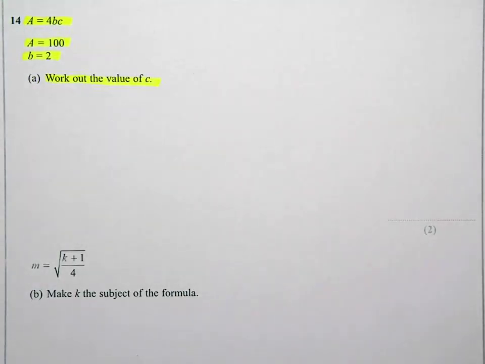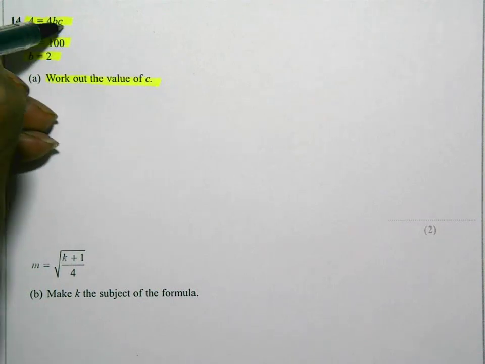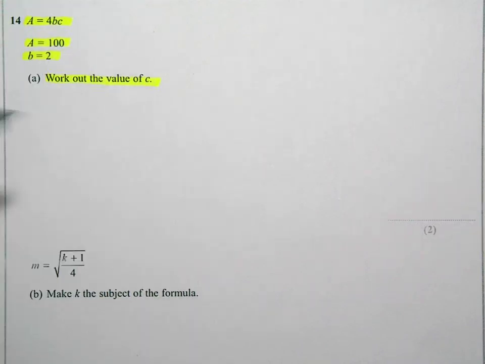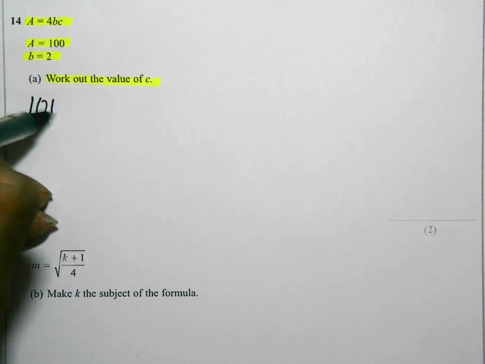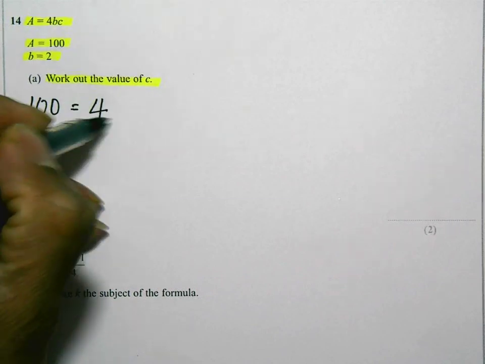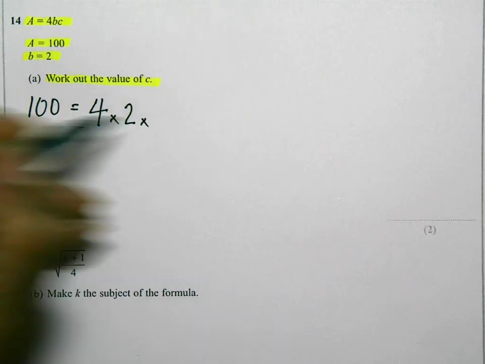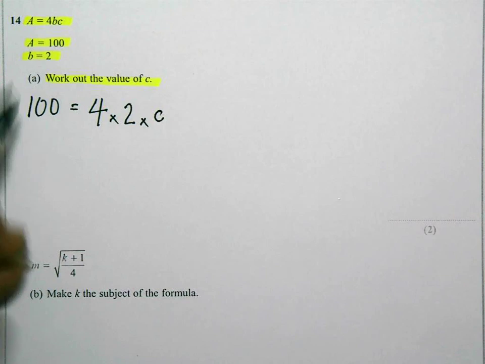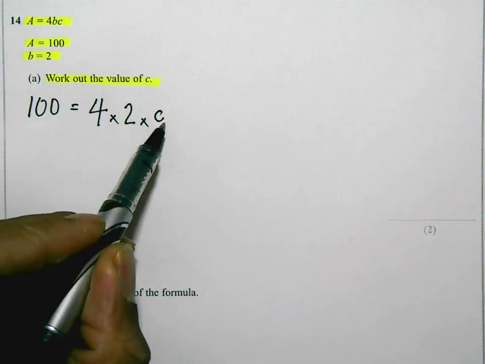So let's think about what this means. A is 4BC. That means 4 times B times C. I'm going to substitute the numbers in, replacing the letters straight away. So A is 100, so I've got 100 is equal to 4 times B, which is 2, times C. And I need to work out what C is.